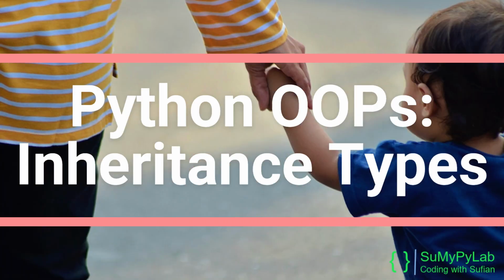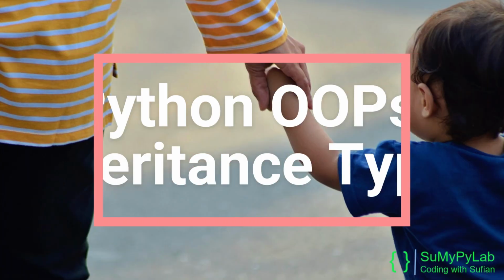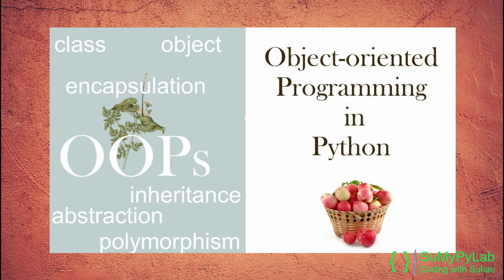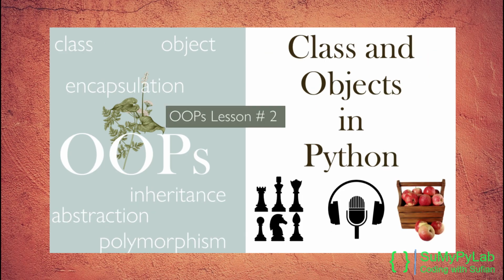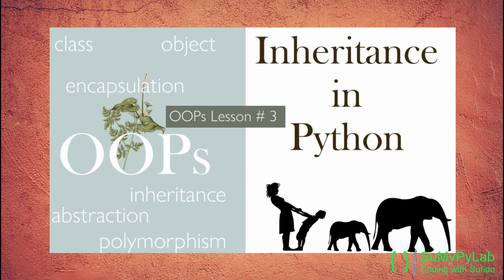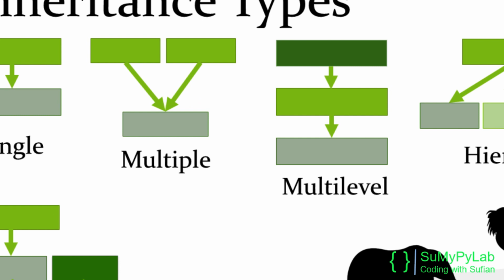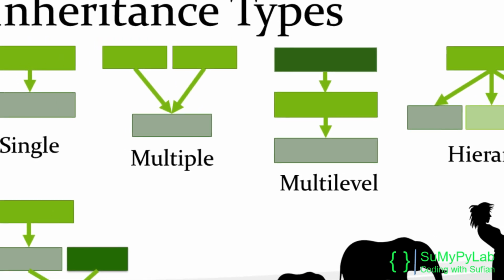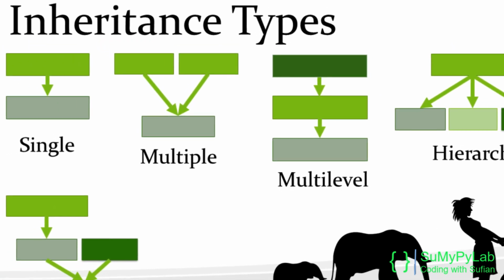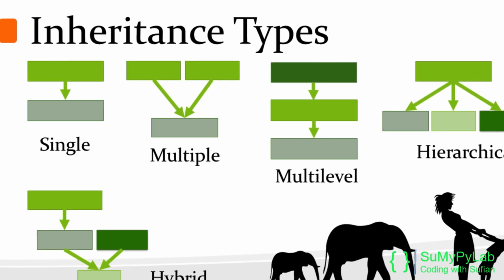Python OOPs, Types of Inheritance. In our earlier lessons on the OOPs series, we have learned about classes, objects, inheritance, etc. I would like to suggest you watch those lessons first. The link is given in the I button above, or you may find it in the description section also. In this lesson we will learn about various types of inheritance in Python.